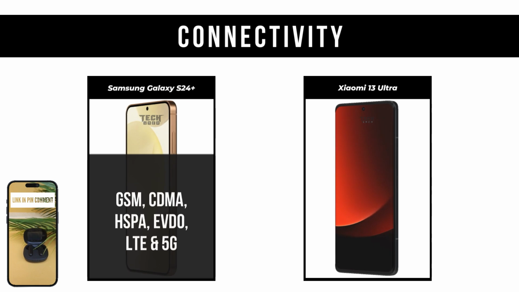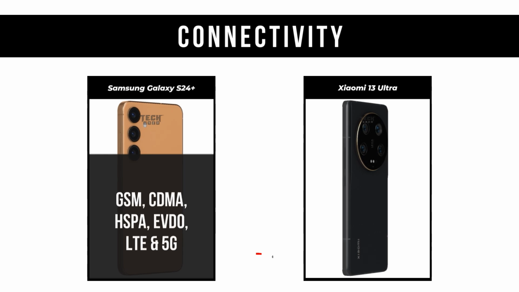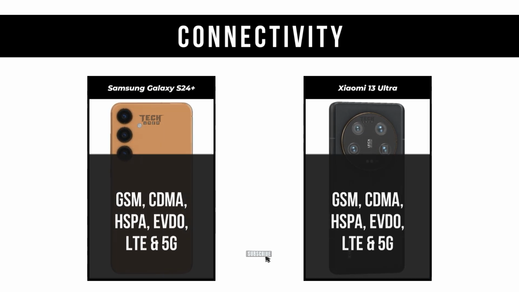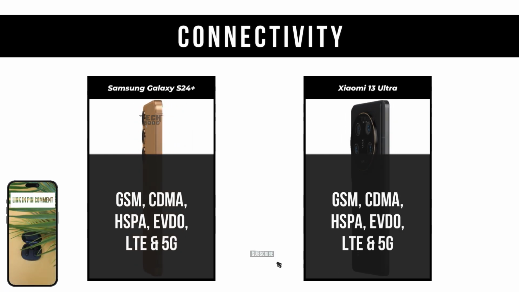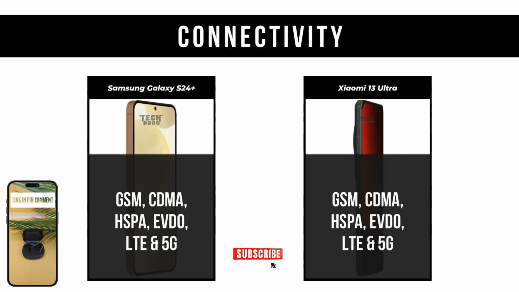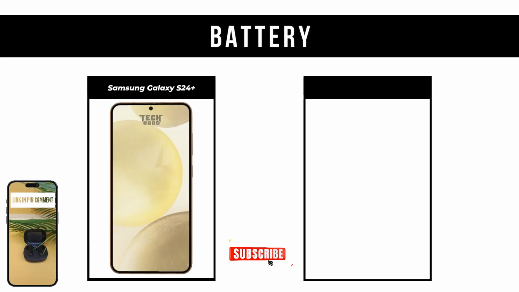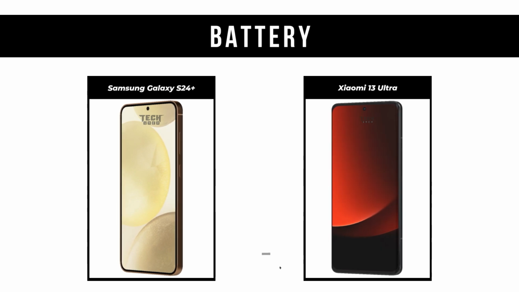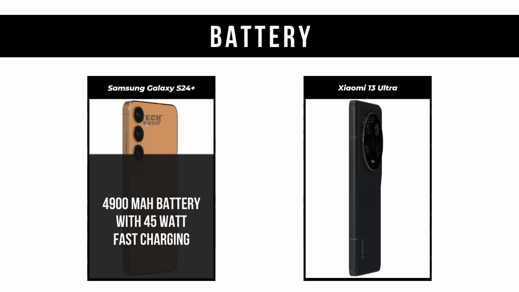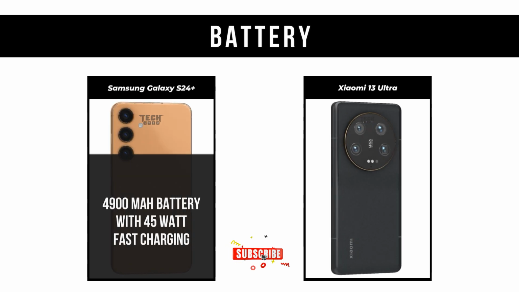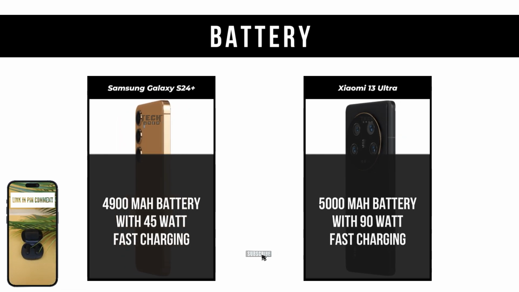Connectivity. Samsung Galaxy S24 Plus is GSM, CDMA, HSPA, EVDO, LTE, and 5G. Xiaomi 13 Ultra is GSM, CDMA, HSPA, EVDO, LTE, and 5G. Battery. Samsung Galaxy S24 Plus is 4900 mAh battery with 45W fast charging. Xiaomi 13 Ultra is 5000 mAh battery with 90W fast charging.